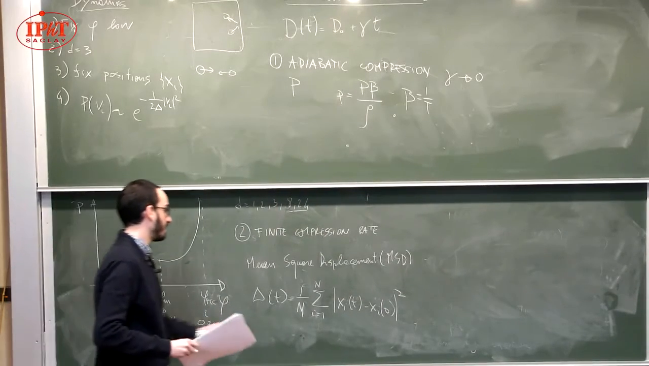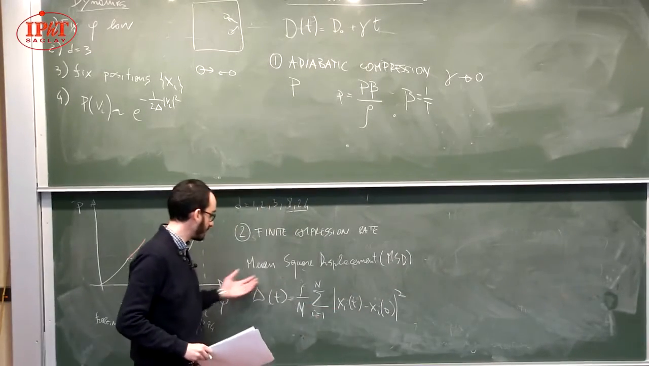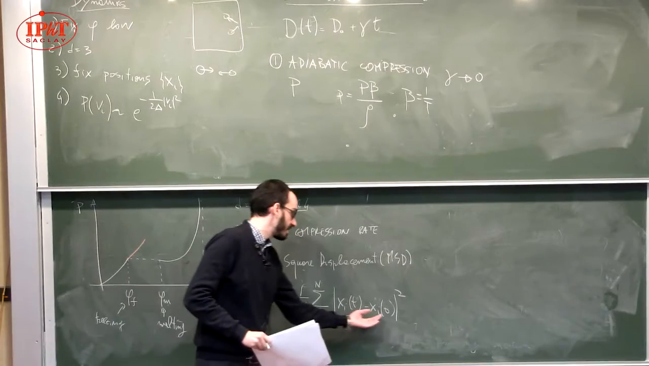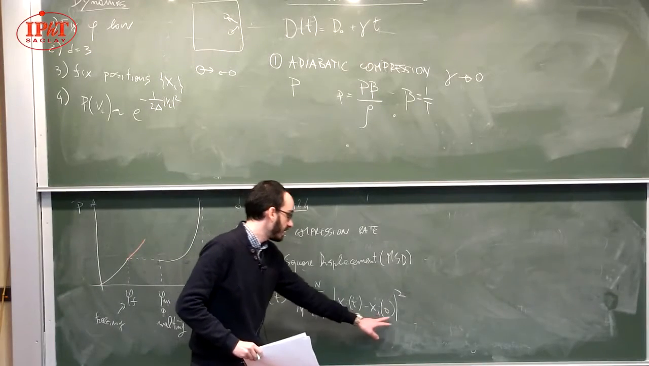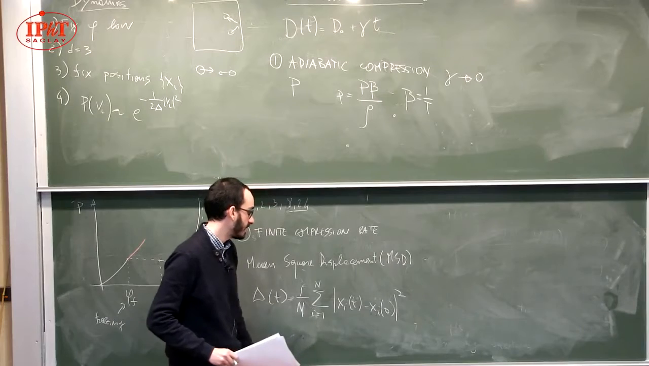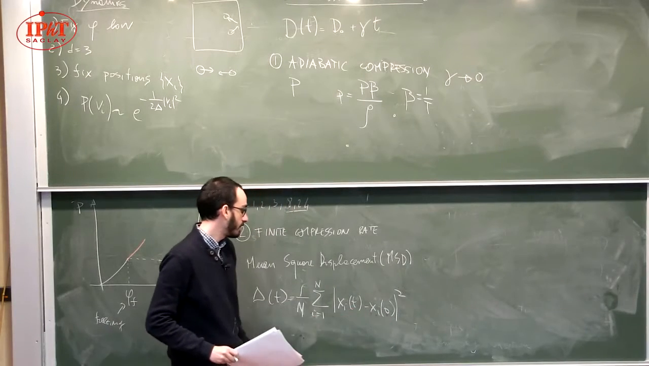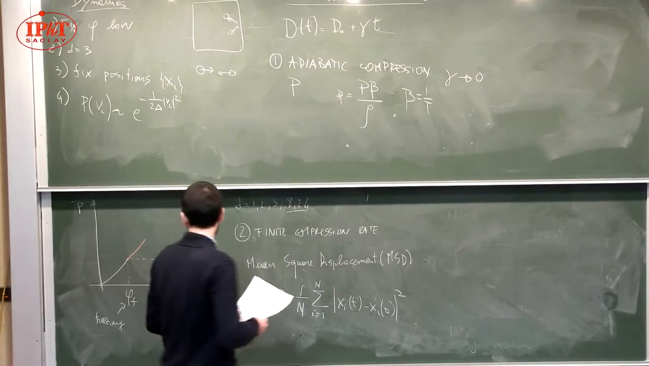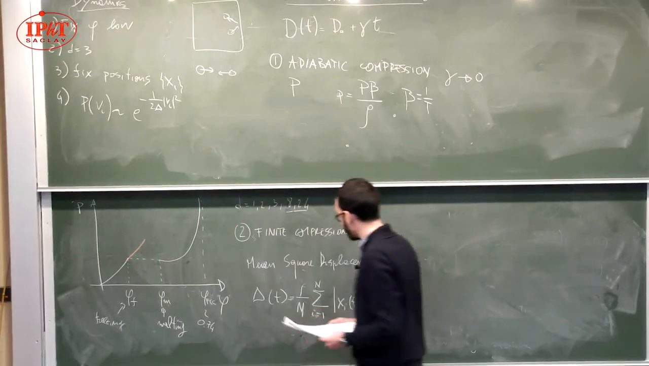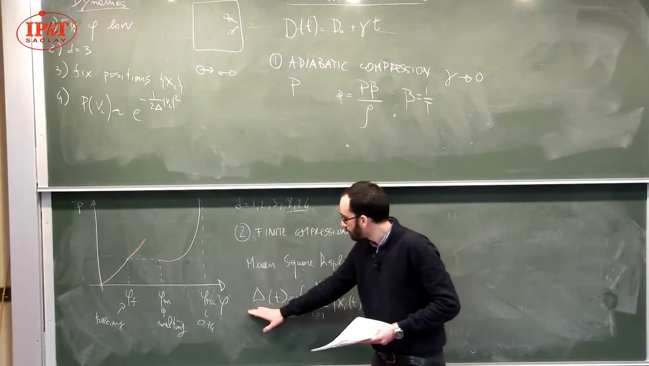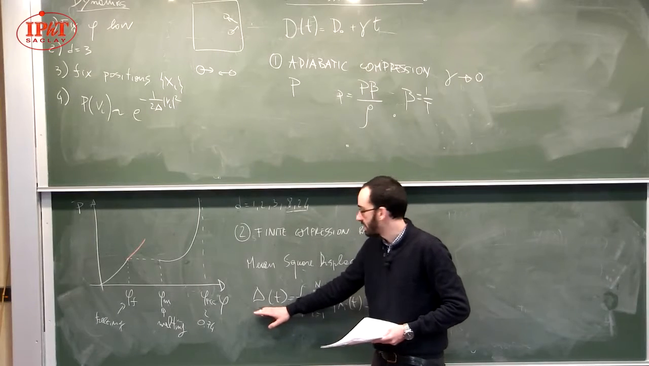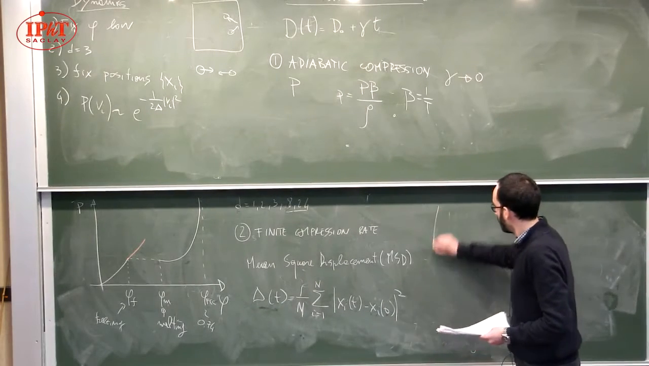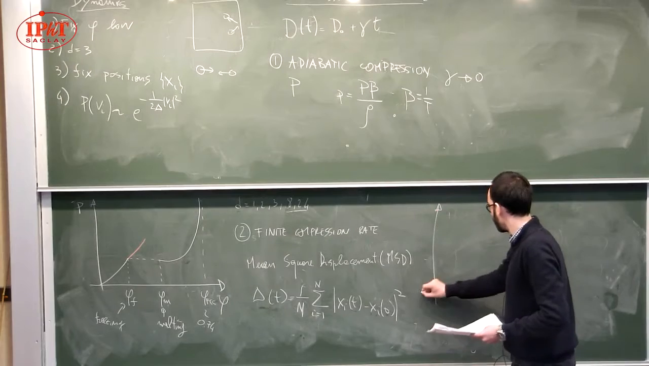So you can think about it as a kind of distance between the configuration of the system at time 0 and the configuration of the system at time t. So when you fix the pressure, at fixed pressure you can plot the evolution of the mean-square displacement over time. And the typical thing that you see is the following.